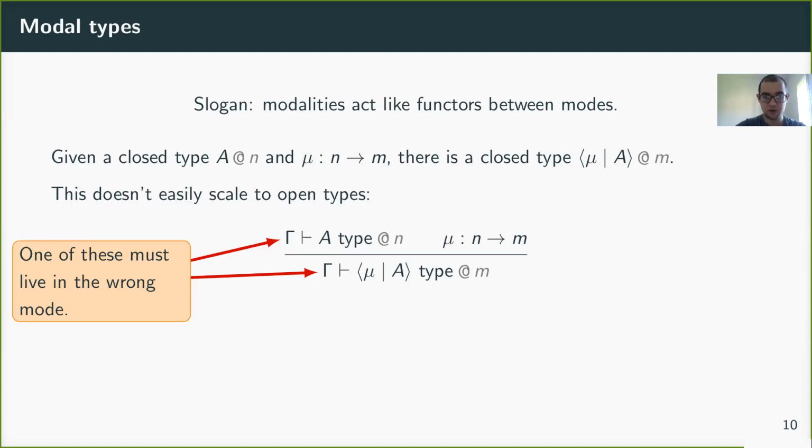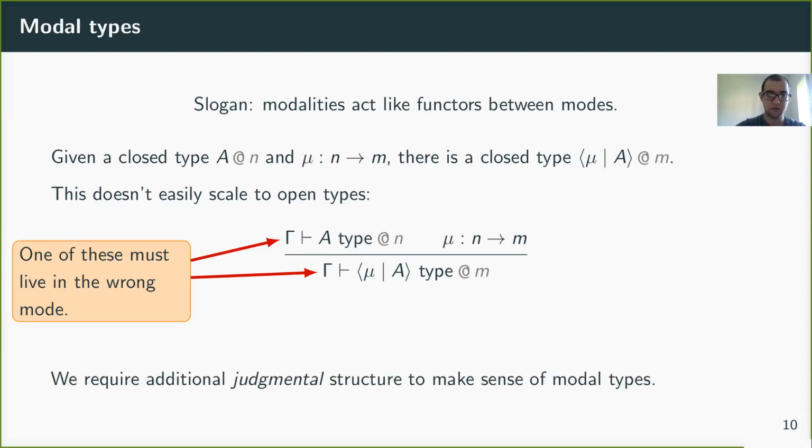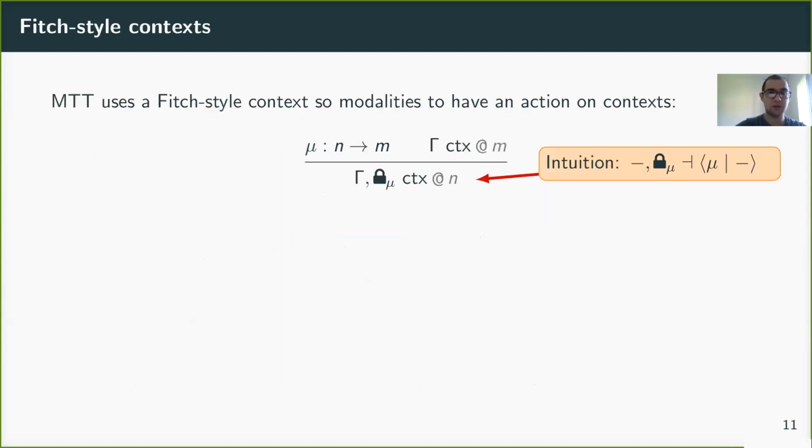This is perhaps not the most surprising problem for those familiar with modal type theory. We're going to need some additional judgmental structure in order to make this make sense. So in particular, we're going to follow the Fitch-style. So the Fitch-style adds an operation to context, which we write loc sub mu. So we'll get one of these for each modality. And the idea is that loc mu pushes gamma backwards along mu.